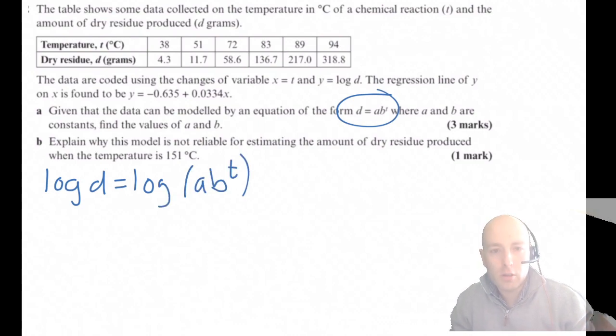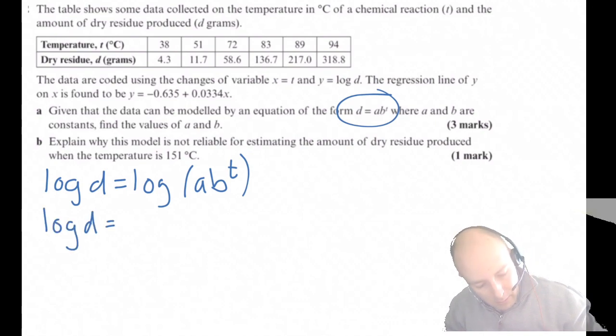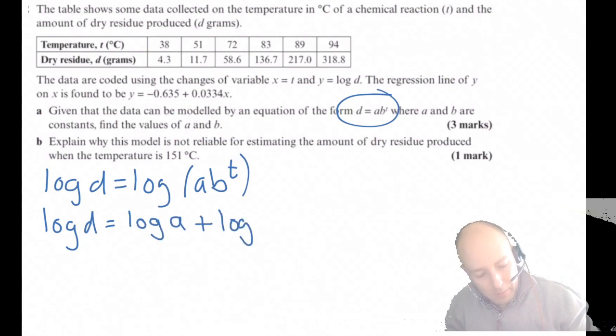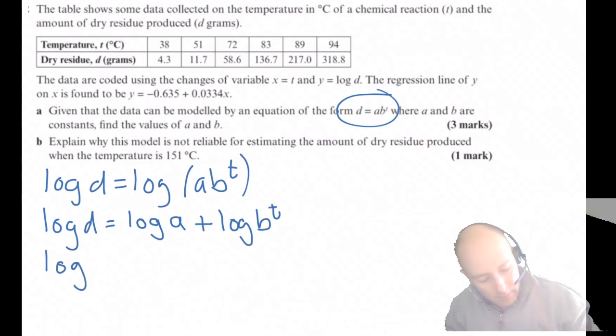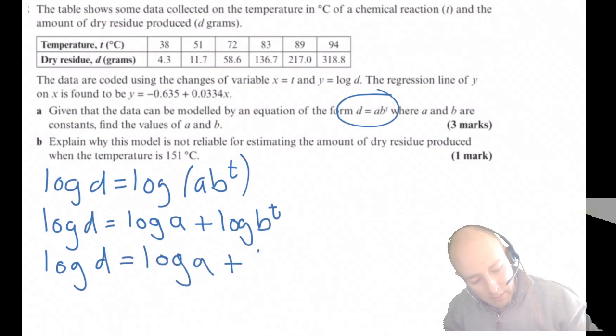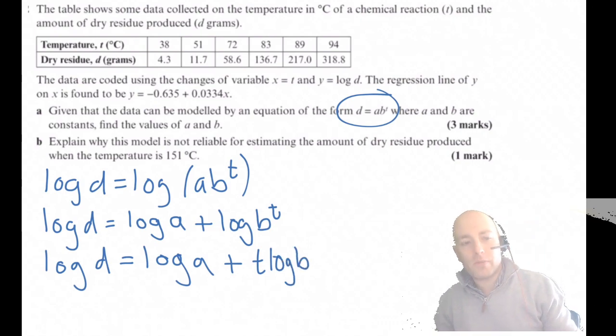Then we're going to use log rules on the right-hand side. So log d equals log a plus log b to the power t. Then we're going to use the power rule to bring the t down. So we get log d is log a plus t log b, which is now in the form of a straight line.